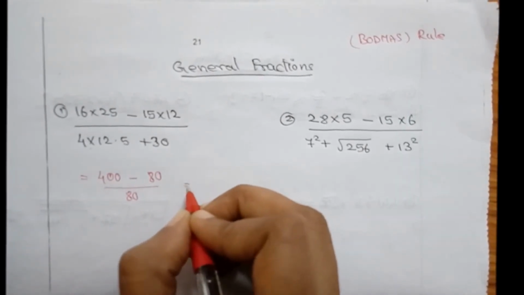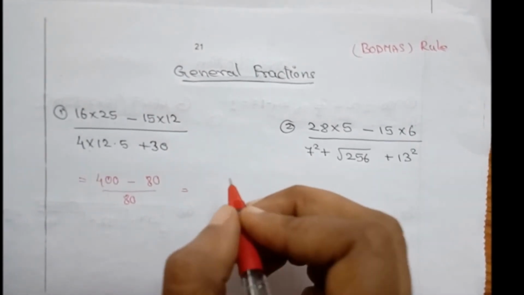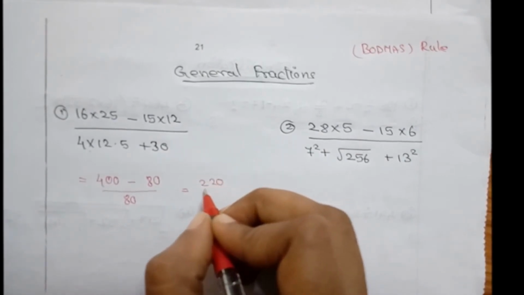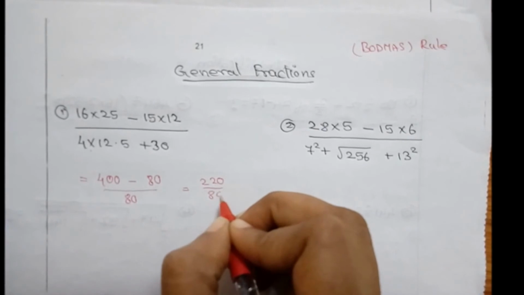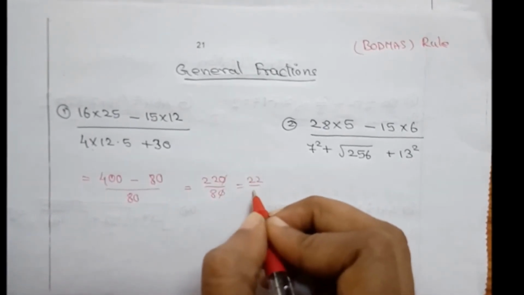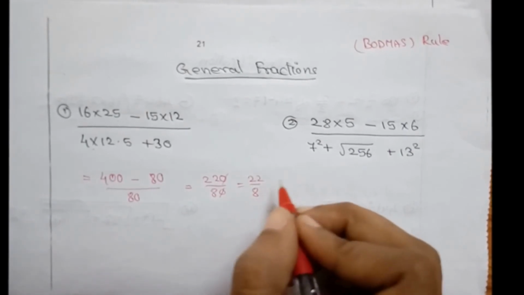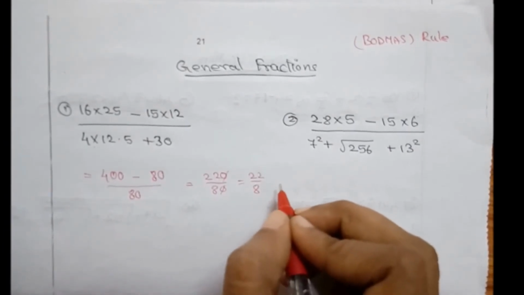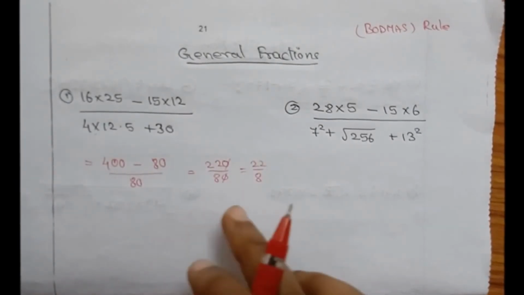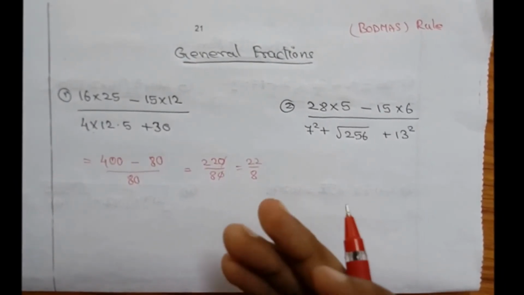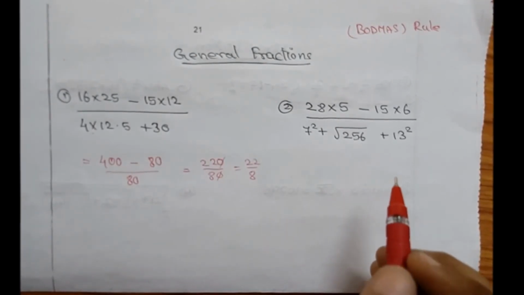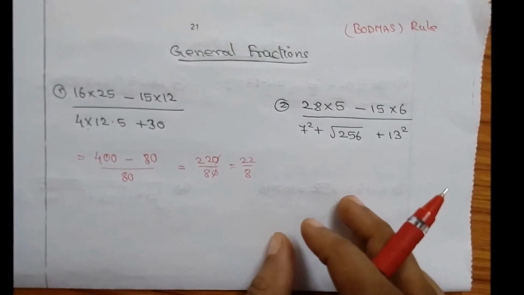Okay, and my answer will be 220 by 80. I can also cancel the zeros and I will tell the answer as 22 by 8. Even if I want to divide them and minimize them, I can do it. Okay, check what is the answer they have given and you can continue with that. Okay, and for the second sum I will tell the answer and you can try it by yourself.